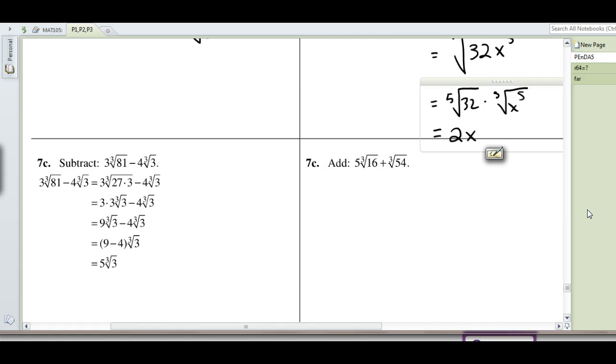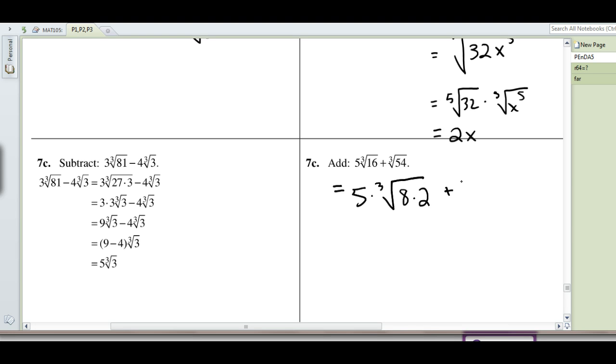Okay, the 7c here we have 5 times the cube root of 16 plus the cube root of 54. So again, we're just going to be looking to try to simplify those things in terms of cube roots. So we can start out by writing 5 times the cube root. Do you see any cubes inside 16? Well, remember, 2 times 2 times 2 is 8, so that's a cube. 3 times 3 times 3 is 27. We know 8 goes into 16, so let's write that as 8 times 2.